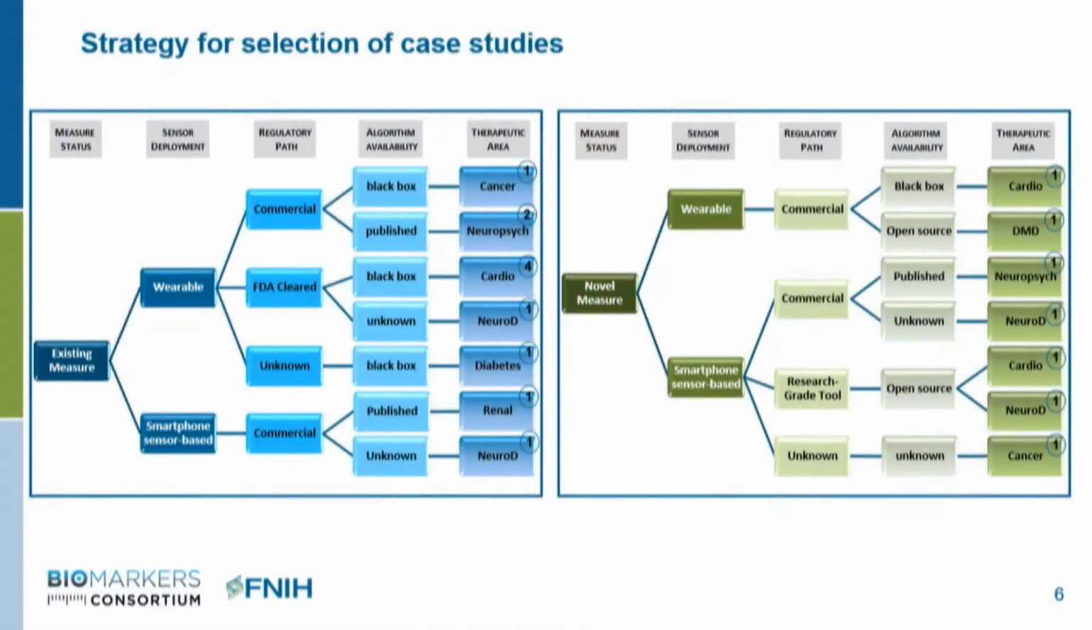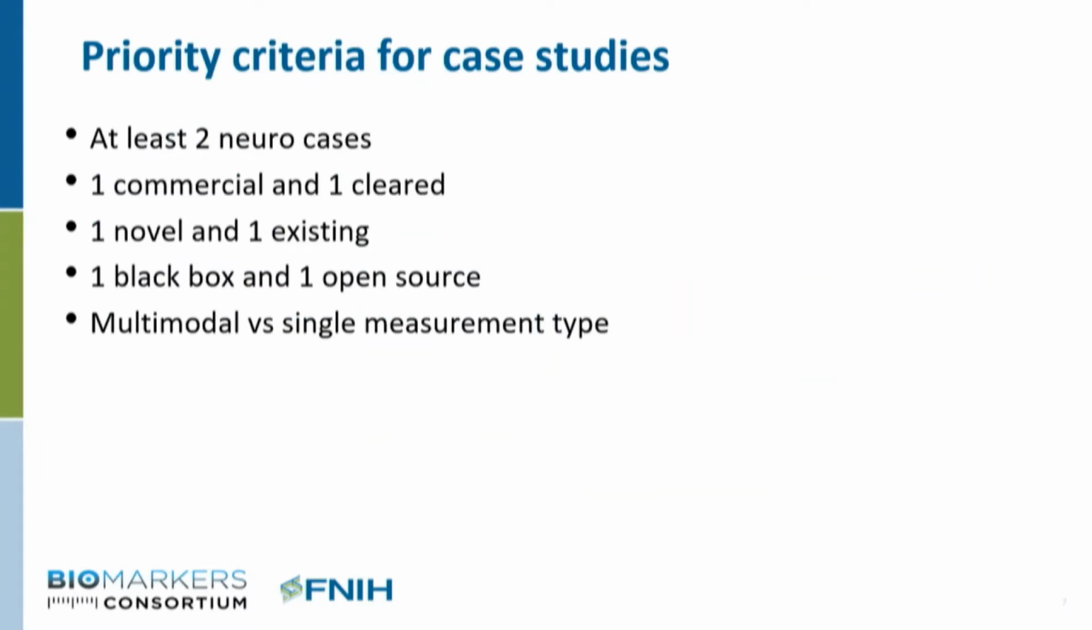I actually like this, because what we did was, we said, how do these plan out with respect to an existing measure versus a novel measure? As Chris had mentioned earlier, we kind of asked, is it wearable? Is it a smartphone? Is it something that's commercial, et cetera? And these were kind of where the suggestions played out. We also had some criteria that we wanted to follow.